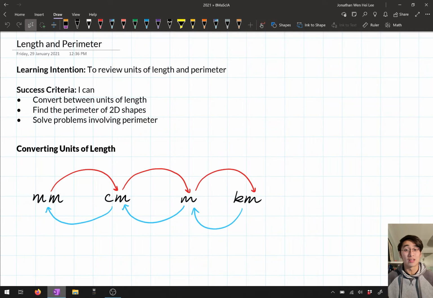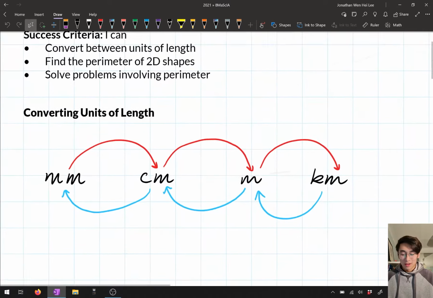Now this hopefully is a little bit of revision and also a recap of some of the stuff that you may have looked at in the past couple of years. So let's have a talk about what we're looking at today. Today we're doing a review of units of length and perimeter. By the end of the lesson we want to be able to convert between units of length, find perimeters of 2D shapes, and also solve problems involving perimeter. So let's get into it.